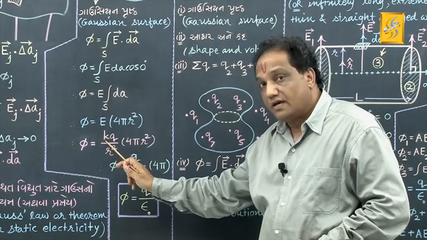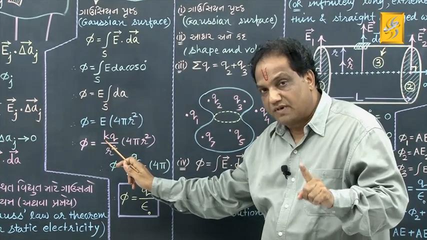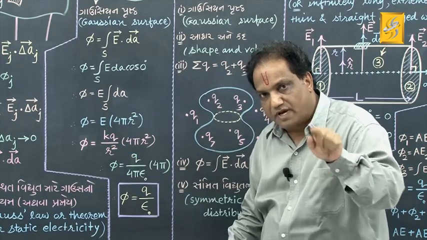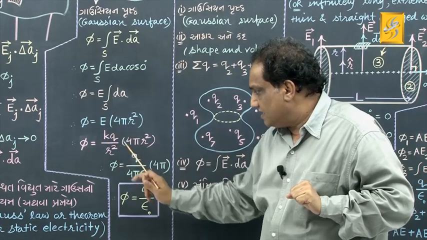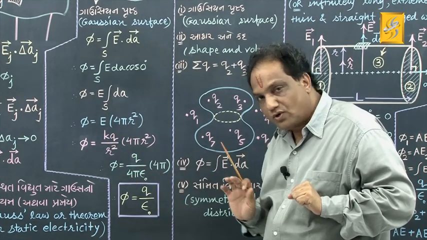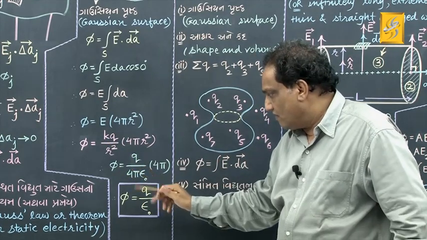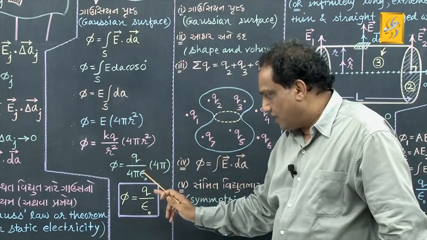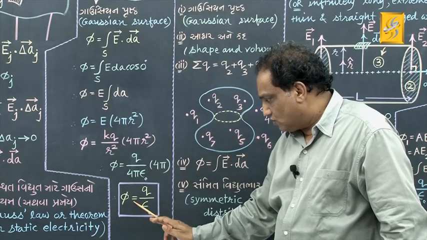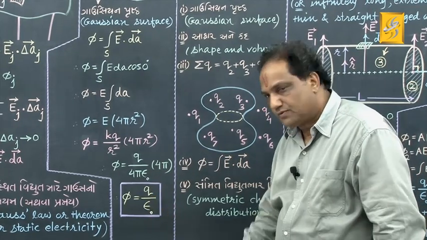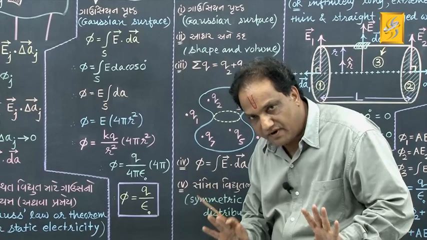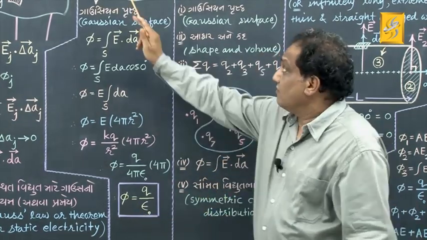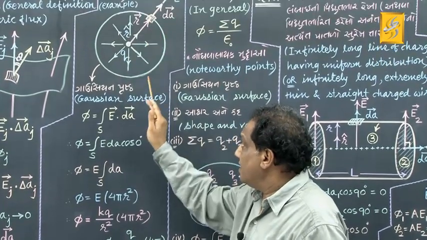What about small k? Come on, for the SI unit system and for vacuum, what was the expression for small k? 1 upon 4 pi epsilon 0. K is 1 upon 4 pi epsilon 0. And now 4 pi will cancel, giving you phi equals Q upon epsilon 0. Okay, fine. Now this is the electric flux linked with this closed surface, okay?